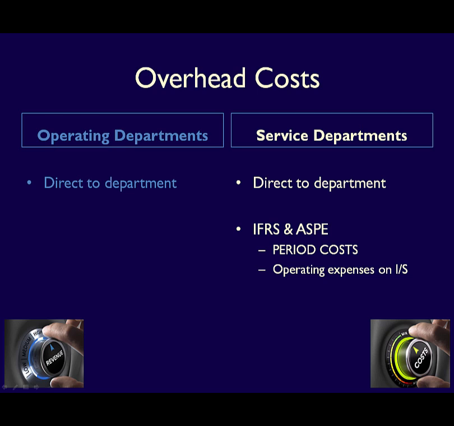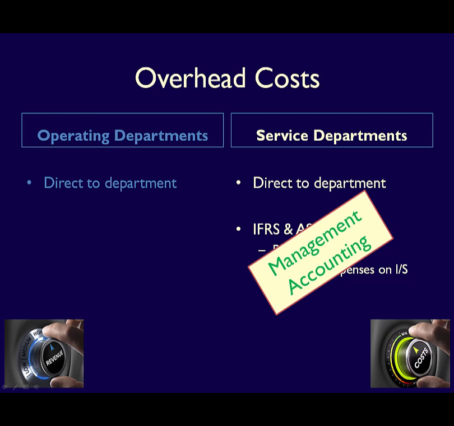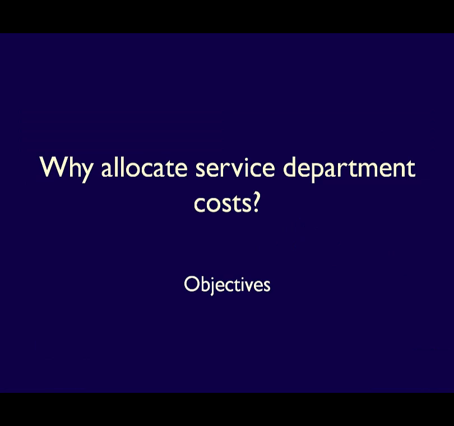Why are we trying to allocate service department costs when accounting standards clearly indicate how they should be reported? Because managerial accounting is not concerned with external reporting, but with measuring, monitoring, and motivating behavior in a business environment. Support department costs are allocated for objectives, reasons, other than financial reporting. Let's look at some of the reasons for allocating support department costs.